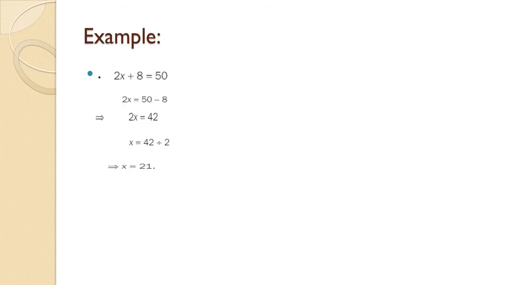Here I have taken 2x plus 9 is equal to 50. Now keeping x on my LHS, I will shift all the other terms to the RHS. So first I will shift plus 8. So it becomes 50 minus 8, that is equal to 42. Now I will take 2, that is multiplication with x, to the other side, it becomes division. So I get x is equal to 42 divided by 2, that is x will be equal to 21.